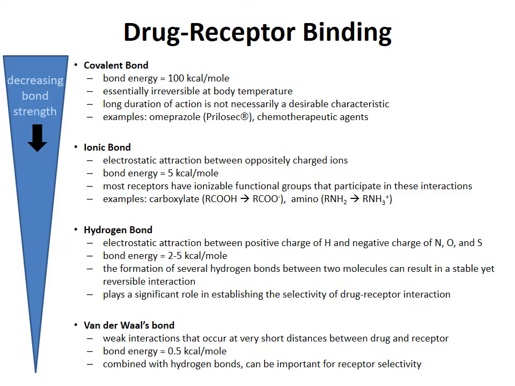And then the first one, covalent, again, is not that common, but it does happen with some drugs. So really, the hydrogen bonding and the van der Waals forces are really, really critical for selectivity, and that's usually a test question. So it's really important to understand that.